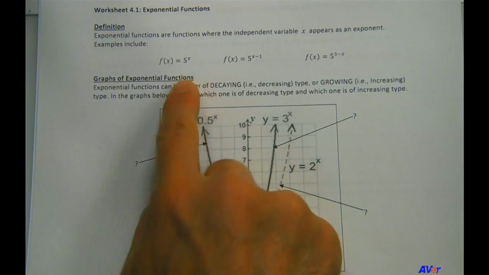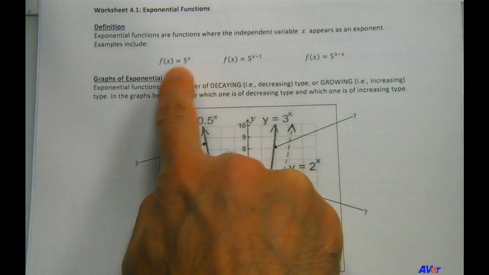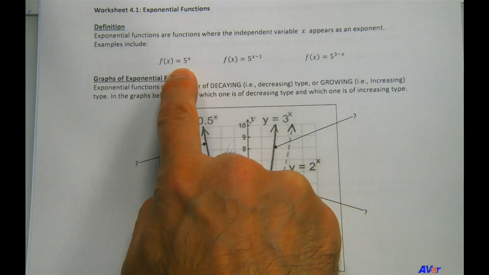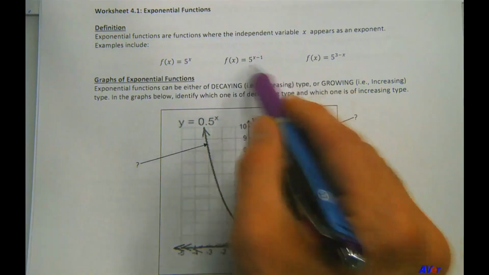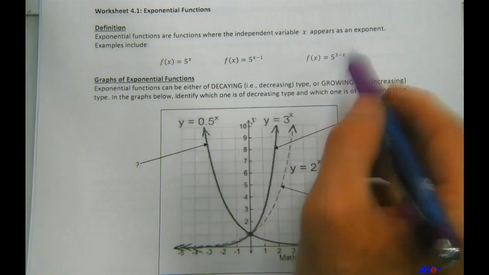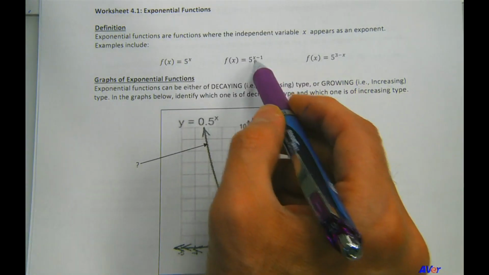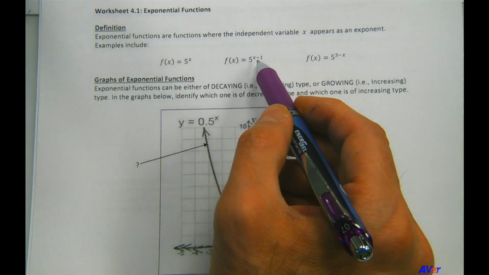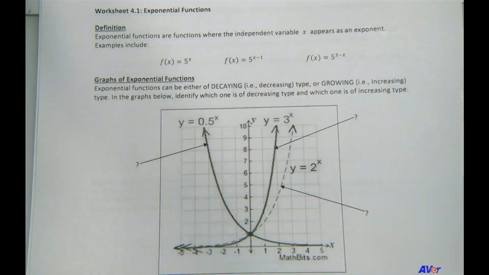5 to the x. Right? x now appears not down here with 5, so we don't have 5x, but we have 5 to the x power. So that's an exponential function. This is another exponential function, 5 to the x minus 1, or 5 to the 3 minus x. In all of these functions, the independent variable x appears in the exponent of the function, so we have an exponential function.